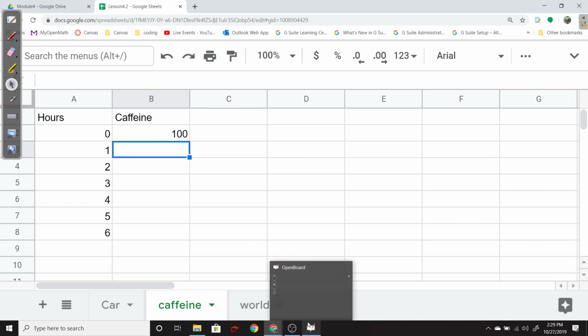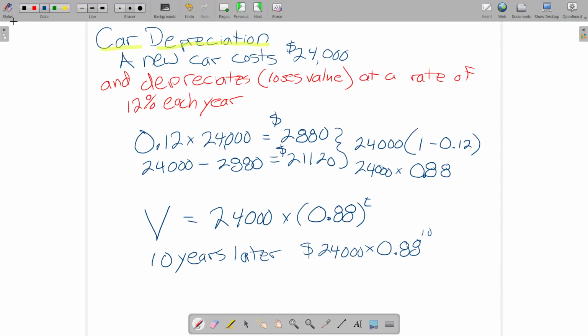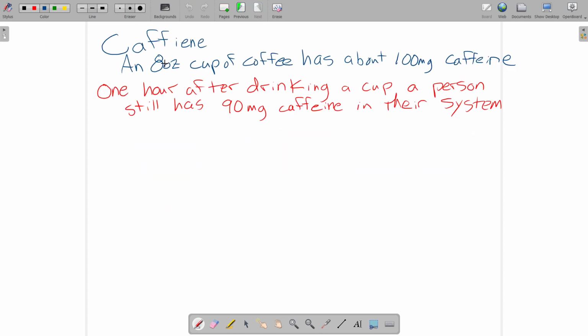So let's check out caffeine here next. So a typical cup of coffee has about 100 milligrams, an 8-ounce cup of coffee. And your body metabolizes that caffeine after drinking it. And let's just say an hour later, a person has 90 milligrams. And so the question is, how exactly is the body metabolizing that? What does it look like over time?